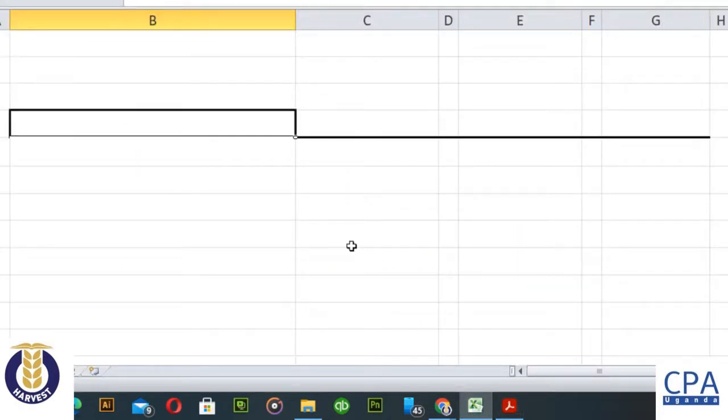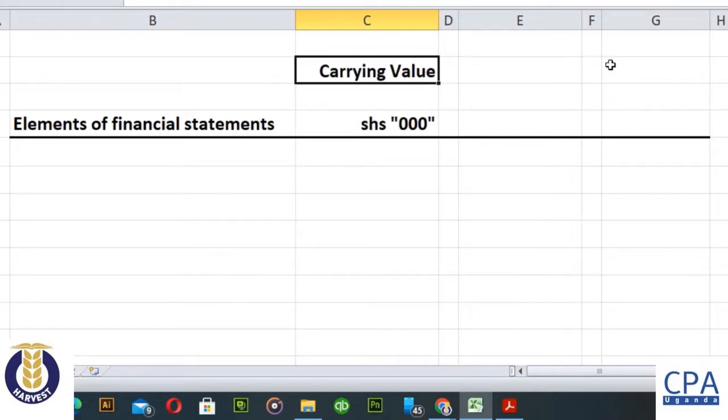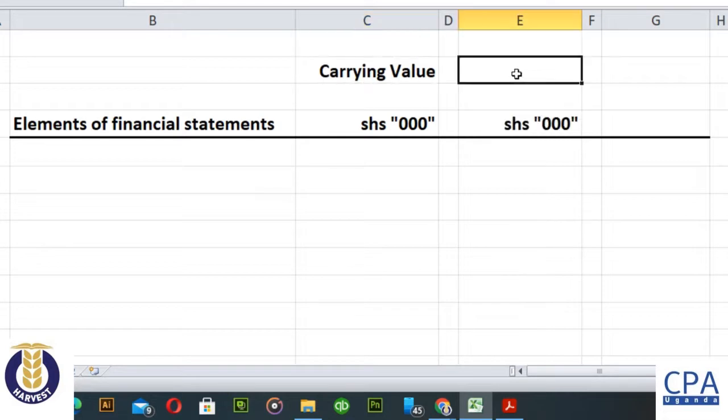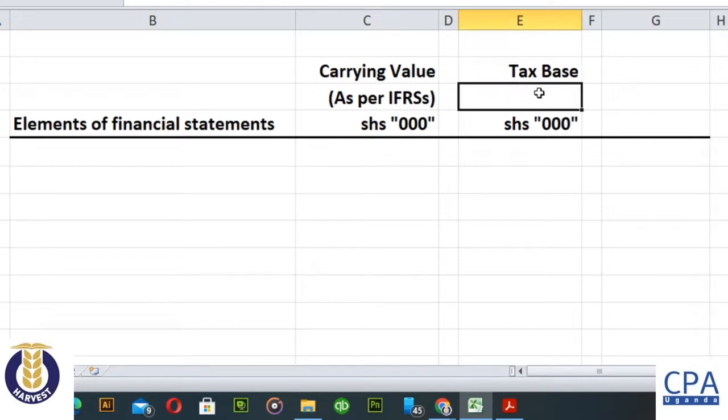So this is going to be my sheet where I'm going to present my working. Of course you begin by listing out the elements of financial statements, and then you need to indicate the carrying amounts, and then you also need to indicate the tax basis. Now, the carrying amounts are determined according to the IFRSs or International Accounting Standards, IASs, and then the tax bases are determined following the tax law. In our case, we are looking at the Income Tax Act, which governs the determination of tax bases.